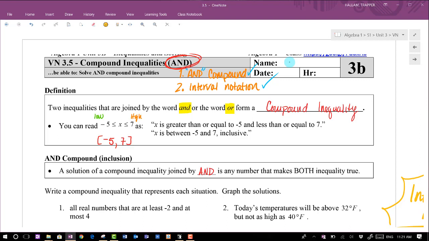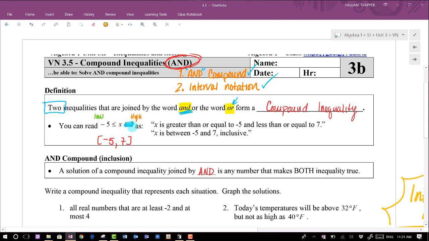Let's find out what a compound inequality is, which is two inequalities joined by the word and, which we're going to focus on in this video, and or will come in the second video. If they're joined by the word and or or, with two inequalities, we call them a compound inequality.